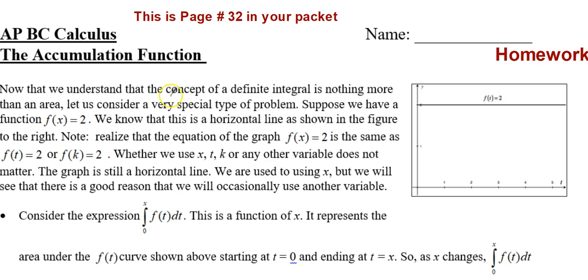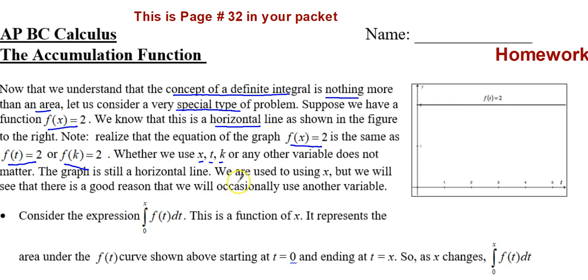Now we understand the concept of the definite integral is nothing but the area. So let's consider a special type of function. Suppose we have f of x equal to 2, which is nothing but the horizontal line here. Realize that the equation f of x equals 2 is the same as f of t equals 2, f of k equals 2. It's just that the variable is different.